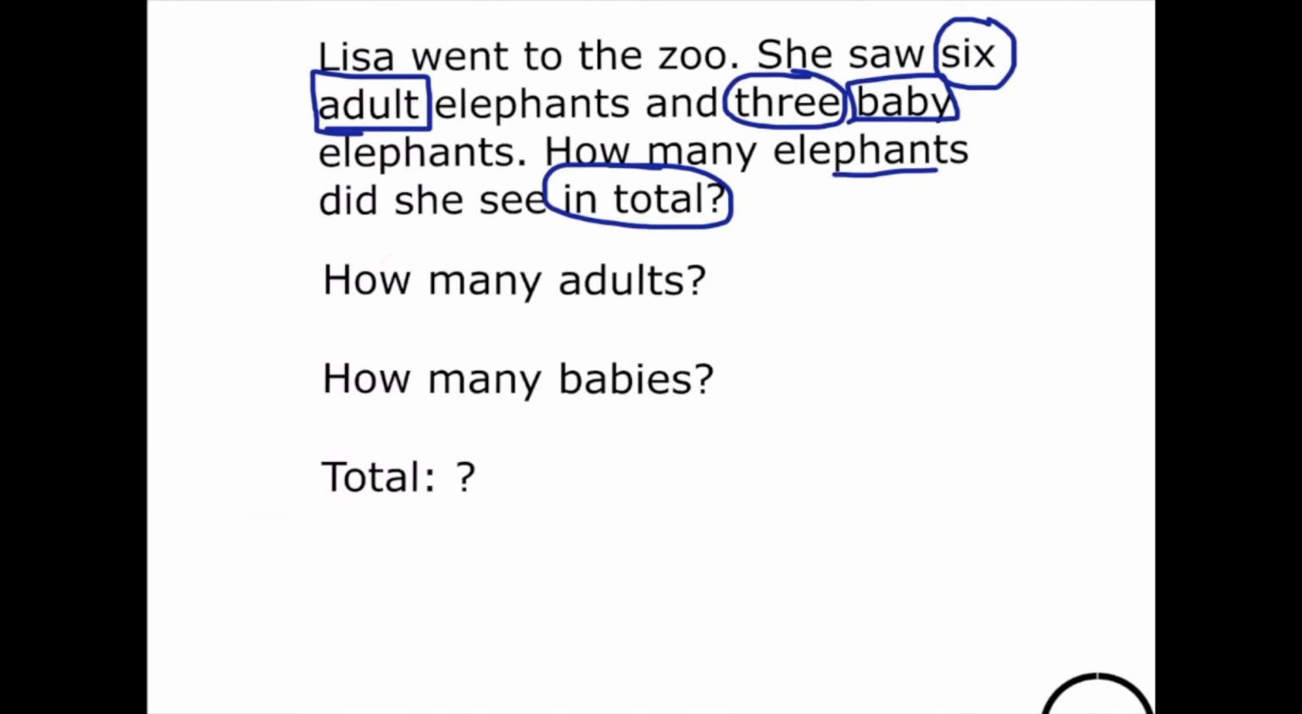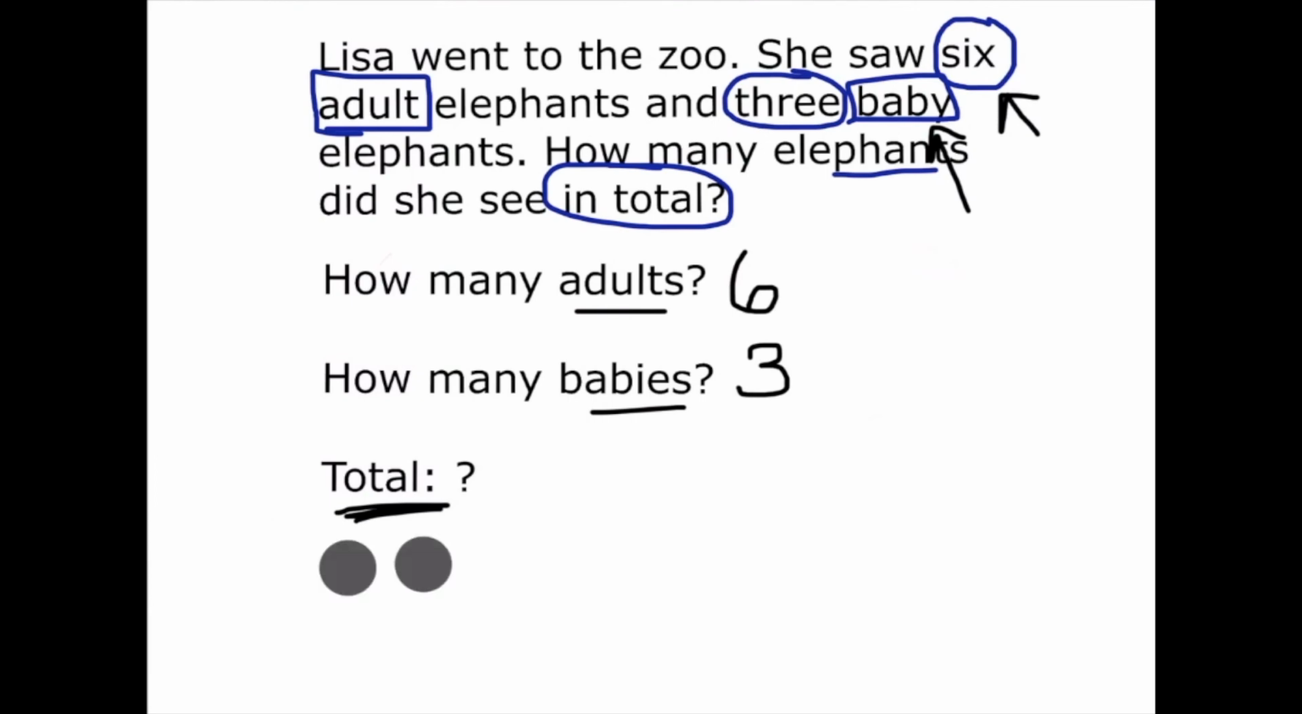How many adult elephants did she see? It says that she saw 6 adult elephants. So one of the numbers that we're going to be adding is 6. Next, let's find the number of baby elephants. It says that she saw 3 baby elephants at the zoo. So now what we're trying to find is the total. So we're trying to find 6 plus 3 to find the total. 6 adult elephants plus 3 baby elephants would give us the total number of elephants that she saw at the zoo. So let's start by making our model.